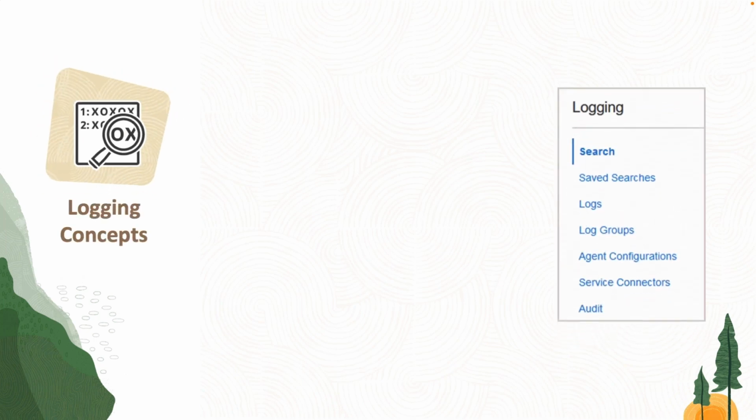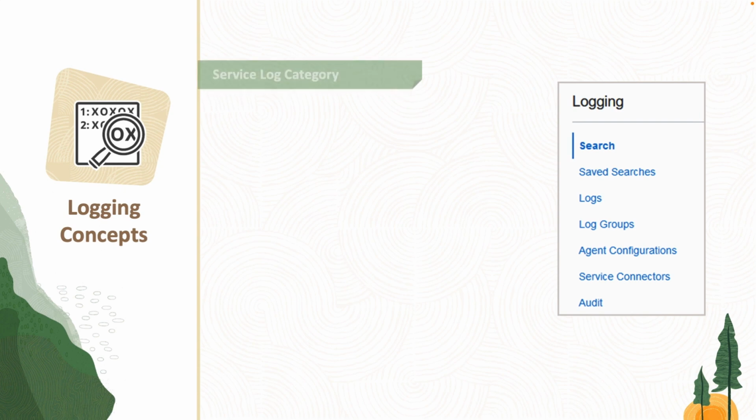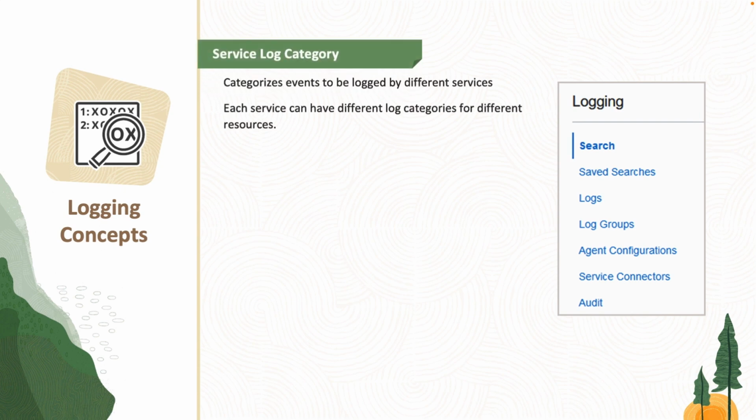Let's look into some of the concepts of logging service. Service log category: OCI services provide log categories for different types of logs that are available for resources. For example, the object storage service supports log categories like the read and write access events for storage buckets. The read access event captures all download events of that bucket, and write access events capture all write or upload events on that bucket. Each service can have different log categories for resources.